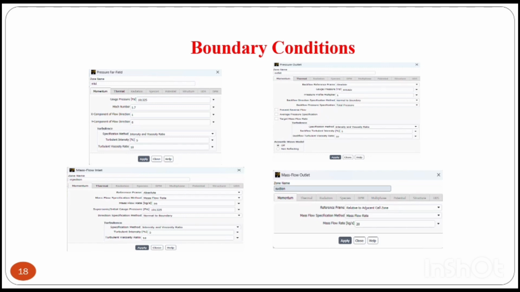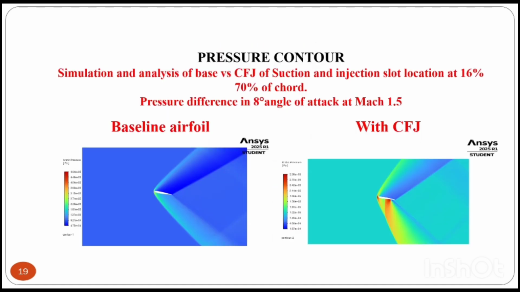For injection, there is a mass flow inlet. The mass flow rate is 20 kg per second. The pressure is a constant 101325 Pascal. For suction, there is a mass flow outlet. For that, the mass flow rate is 20 kg per second.